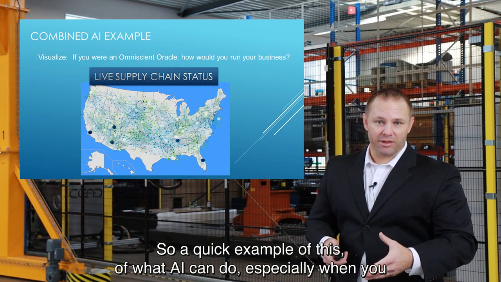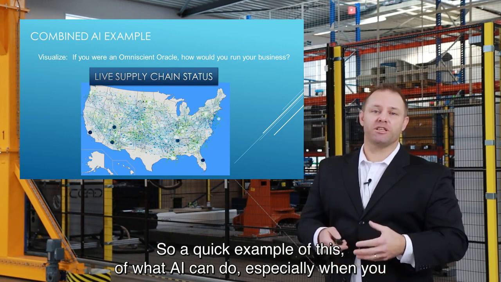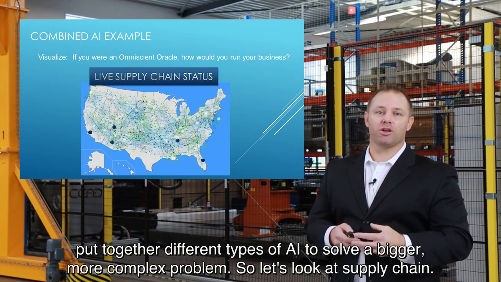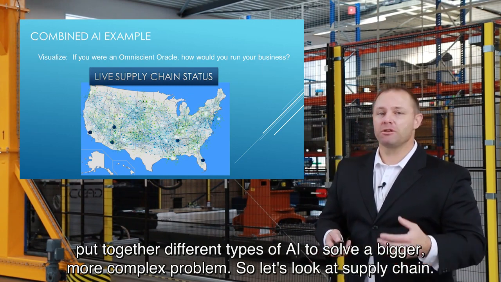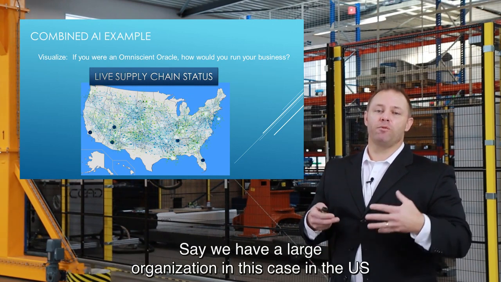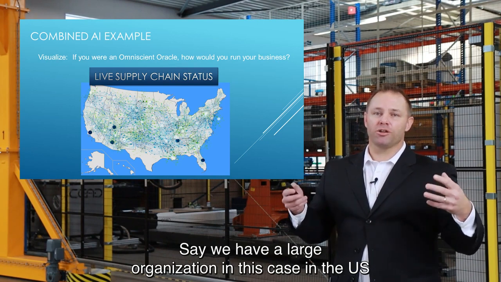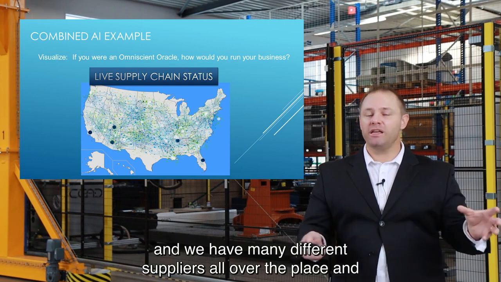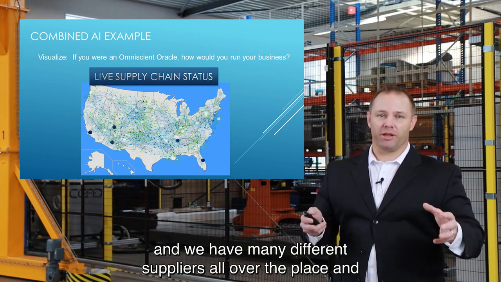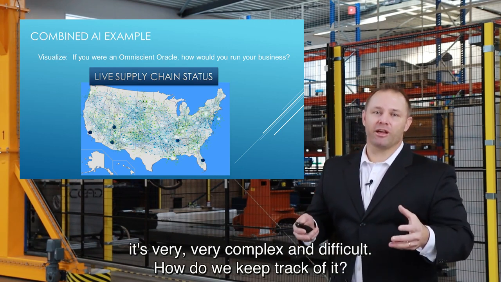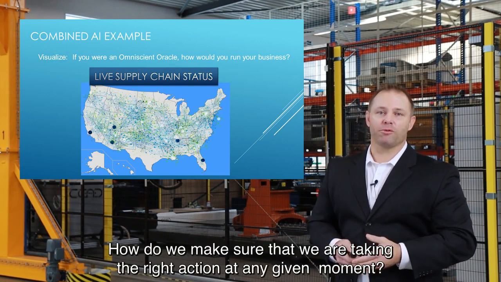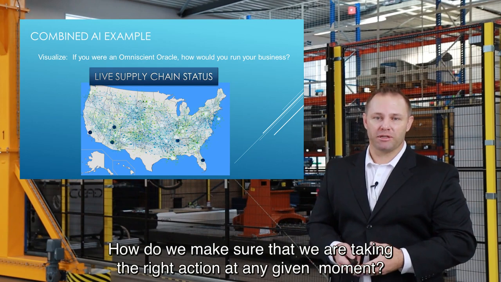So a quick example of what AI can do, especially when you put together different types of AI to solve a bigger, more complex problem. So let's look at supply chain. Say we have a large organization, in this case in the US, and we have many different suppliers all over the place, and it's very, very complex and difficult. How do we keep track of it? How do we make sure that we are taking the right action at any given moment?